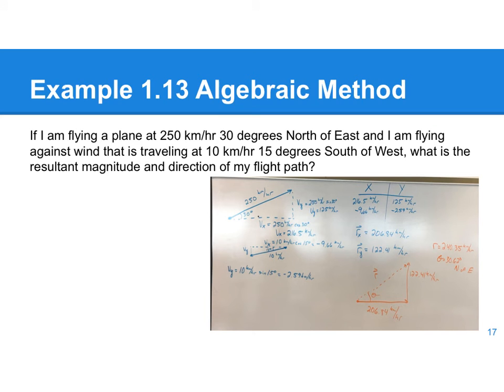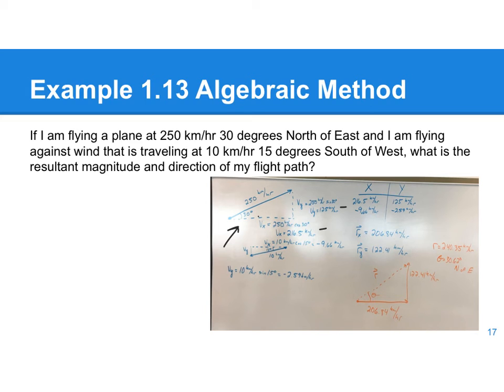Okay, so on the left here, I am breaking my vectors into components. I was going 250 kilometers an hour, 30 degrees north of east. Well, then I have an x component. Technically, I'm going in the positive x direction at 216.5 kilometers an hour. And I'm going in the positive y direction at 125 kilometers an hour.